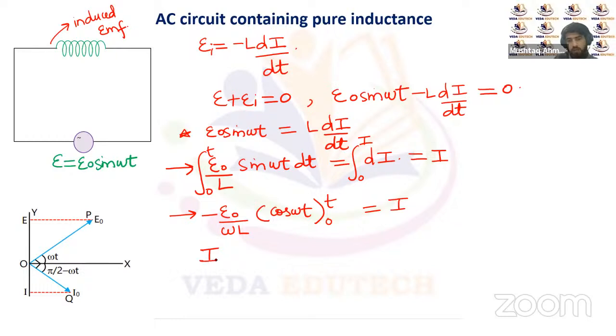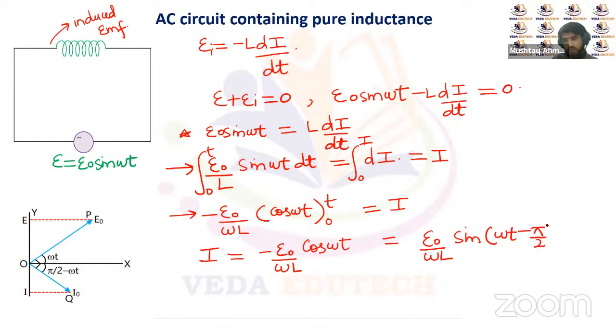So the value of current I will be, we can write it as minus E naught upon omega L, cos of omega t, from 0 to t, for any instant. For any instant of time, this will be the value of the current. Or we can write it as E naught upon omega L sine of omega t minus pi by 2.